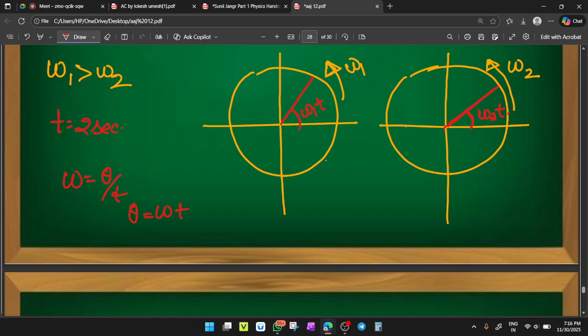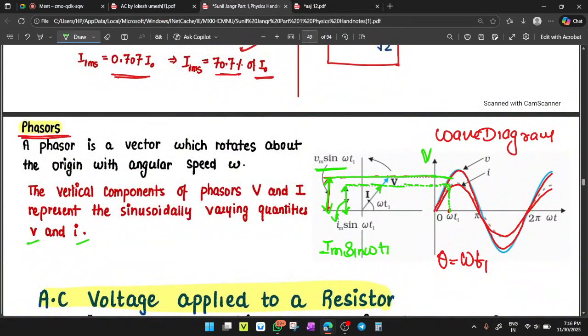Okay, so the angle moved is called the angle of phase. This angle moved is called the angle of phase. Clear? And the vertical components of the phasors are called V and I. So these two diagrams are well connected, the wave diagram and the phasor diagram. With the help of the wave diagram, you can analyze the phasor diagram. Clear? Okay.